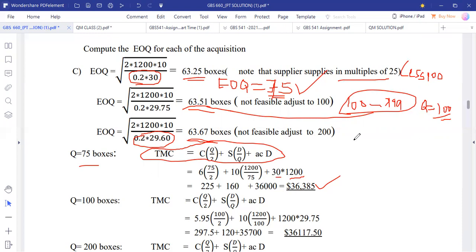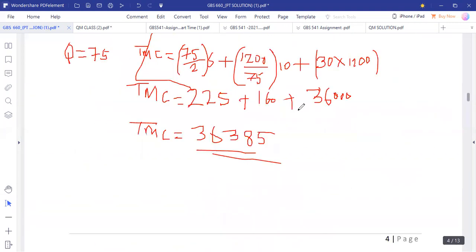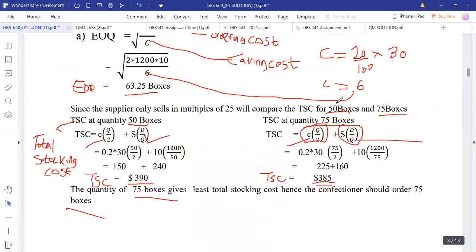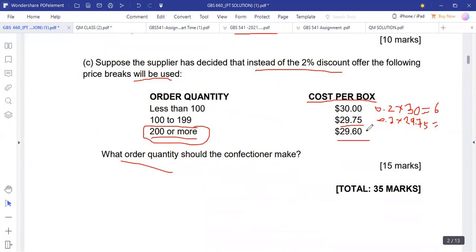So what we are supposed to do now is get our Q of 200, because that's where the feasibility would have started from. When we buy 200 or more boxes, that's when that discount of 29.6 will be given to anybody buying 200 or more boxes. That's when the $29.6 will be the acquisition cost per unit. When we are buying 200 or more boxes, this will be the price.